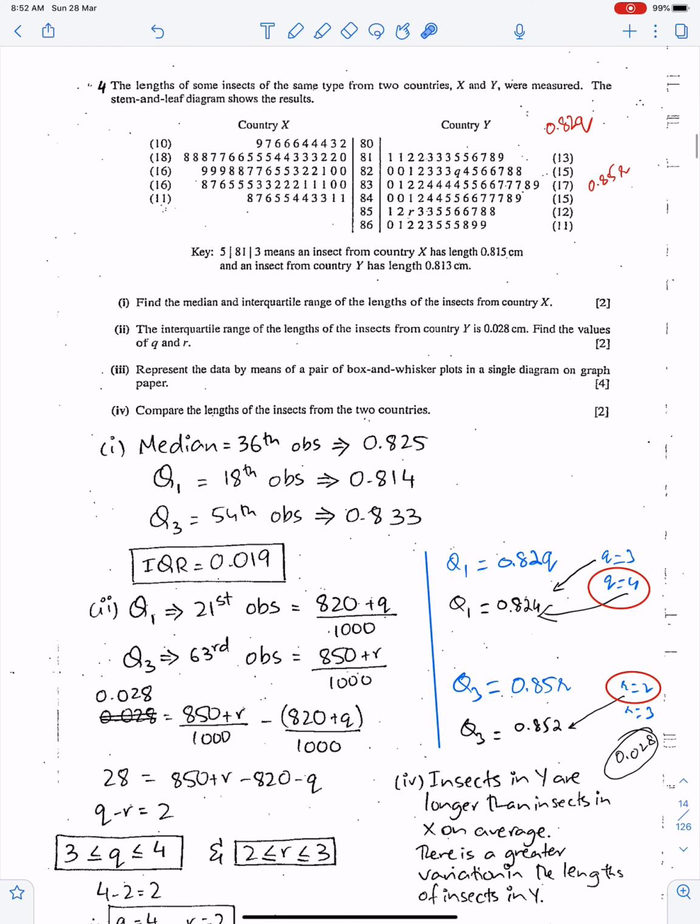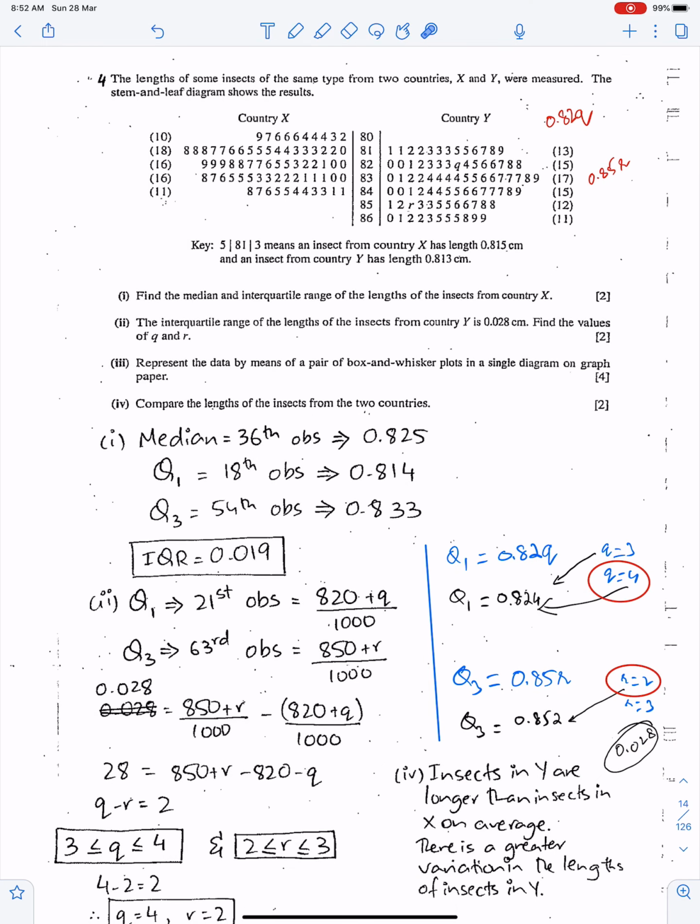Question number 4 of stem and leaf diagram. The first part of this question is find median and interquartile range. I'm leaving this part for you. And the next part is estimate. Now this part is important. We need the values of Q and R, and the IQR of country Y is this, and we have to estimate the values of Q and R.